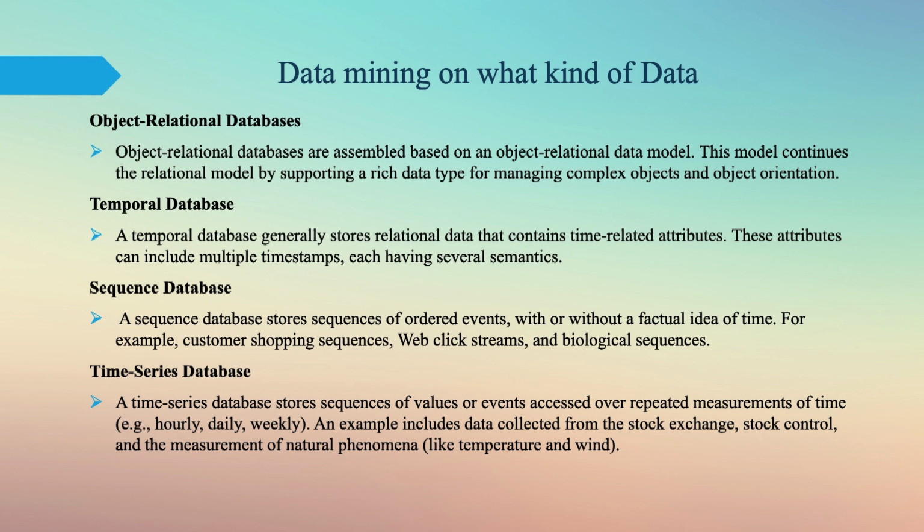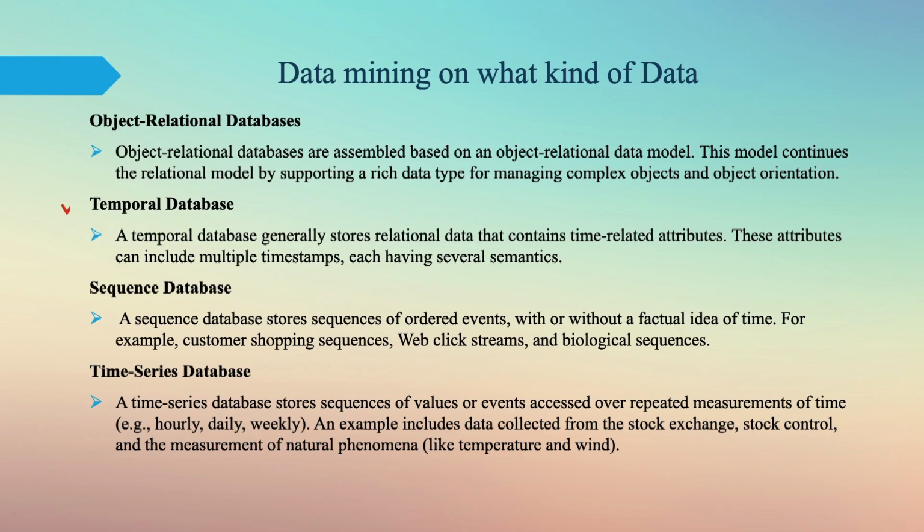Next is the object relational database. Object relational databases are assembled based on the object relational data model. This model extends the relational model by supporting rich data types for managing complex objects and object orientation. Here the object specifies either the row or column, where we have a field name. So the relationship between the different field names will be specified and extracted through these object relational databases.